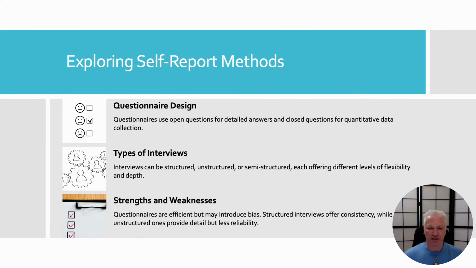Self-report techniques. Self-report methods involve asking participants to provide information about their own thoughts, feelings, and behaviours. The two main self-report techniques used in psychology are questionnaires and interviews. Questionnaires are a written set of questions used to collect data from participants. They're commonly used because they allow large amounts of data to be gathered quickly and efficiently.